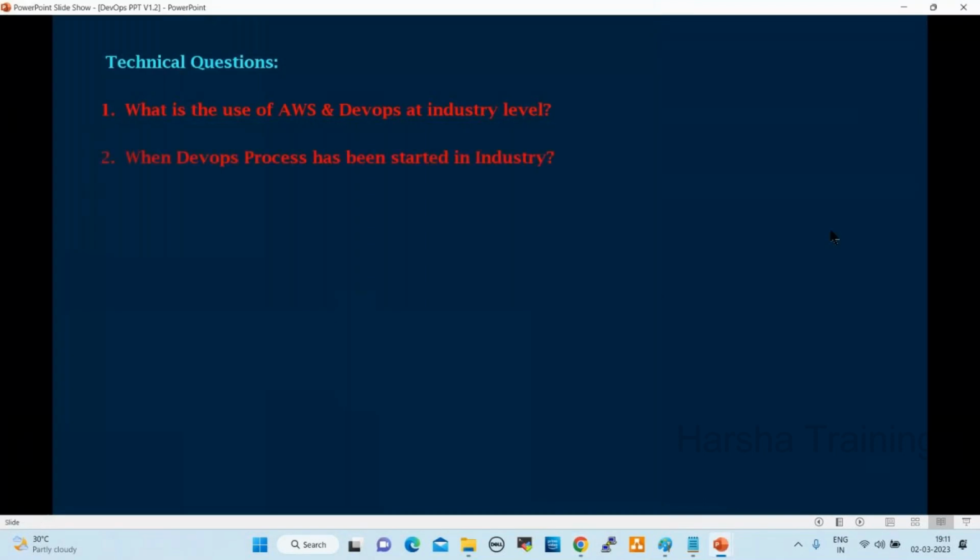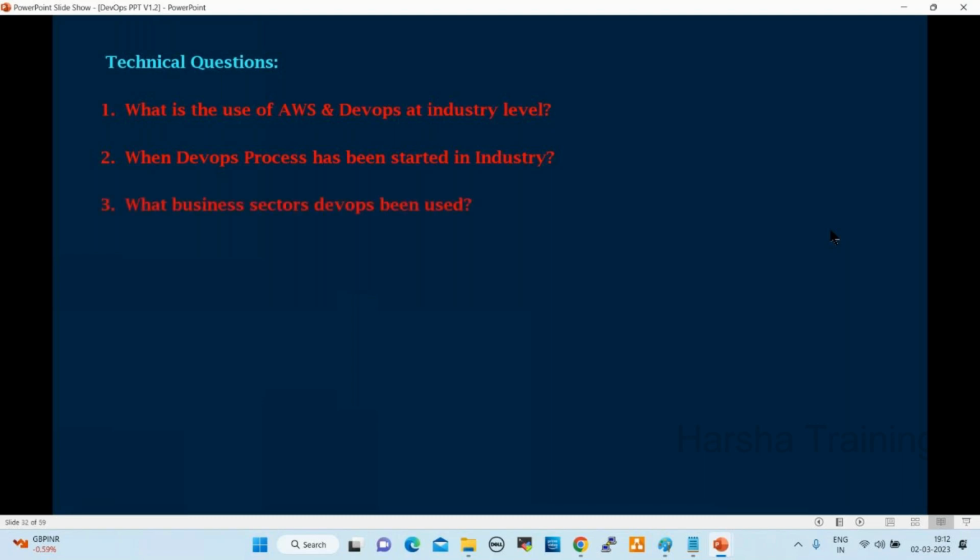Second question here is, when was the DevOps process started in industry? DevOps is not a new process, it is a very old process. In 2008 it was started. By that time we used very old tools, one of which is Puppet, a very old tool. We used Puppet to perform the automation activities. Currently we are using very advanced tools like Kubernetes, Terraform, Docker, Ansible, Jenkins.